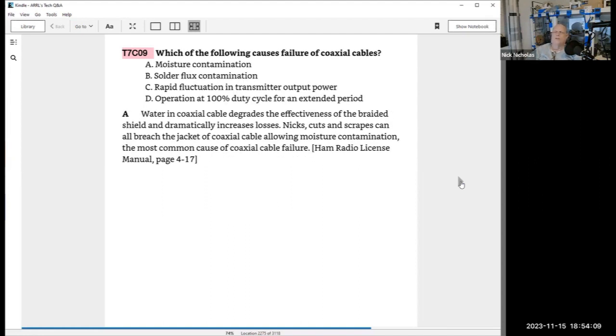Which of the following causes failure of coaxial cables? The number one failure of coaxial cables is water, moisture in the cable. That's why it's important not to get nicks or cuts in the jacket, and to use the silicone sealer, or dum-dum as they call it, around the connectors to keep moisture out of the coax.